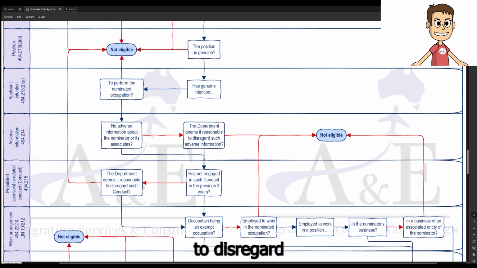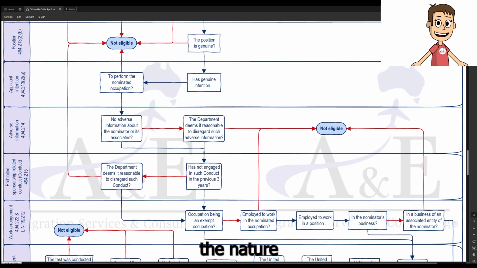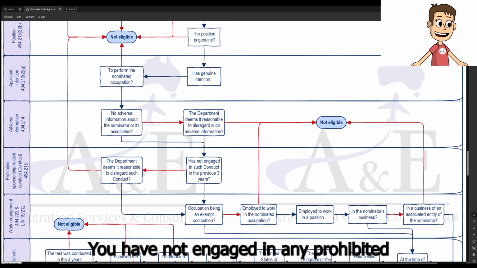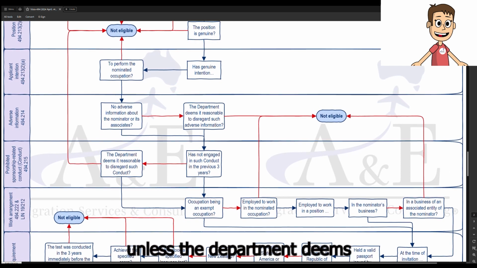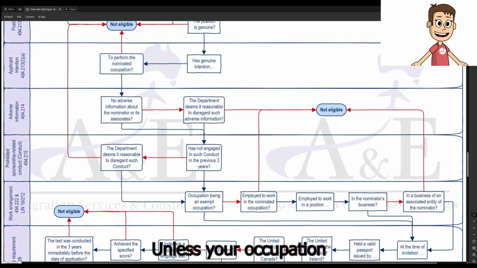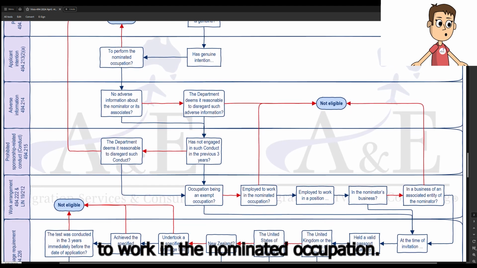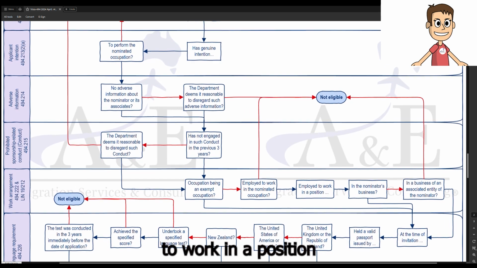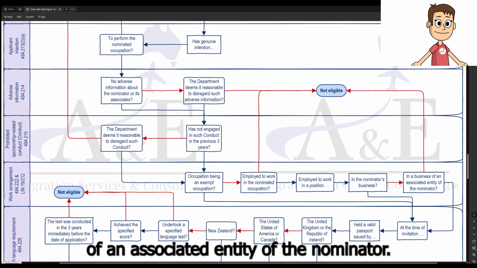The discretion to disregard the adverse information depends on many factors, for example, the nature and seriousness of the adverse information. You have not engaged in any prohibited sponsorship conduct in the last 3 years before your visa application unless the department deems it reasonable to disregard such conduct. Unless your occupation is an exempt occupation, you are only permitted to be employed to work in the nominated occupation. You can only be employed to work in a position in the nominator's business or in the business of an associated entity of the nominator.